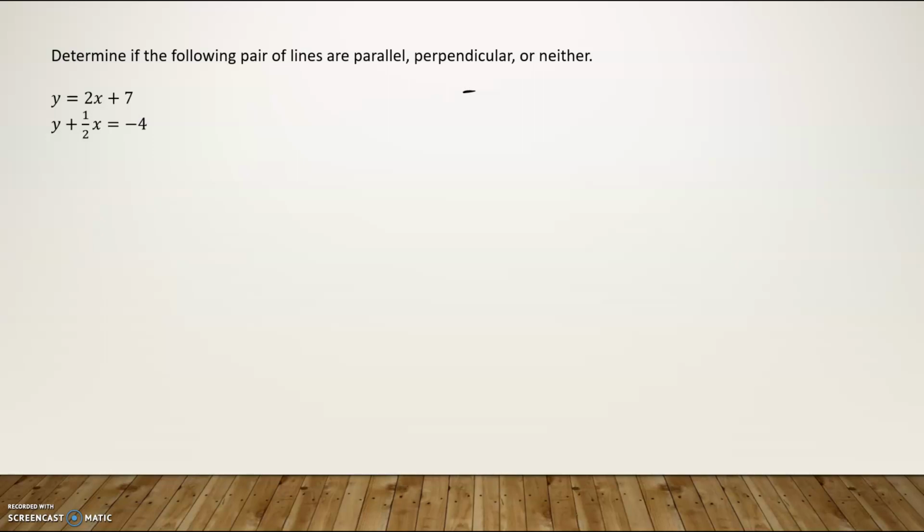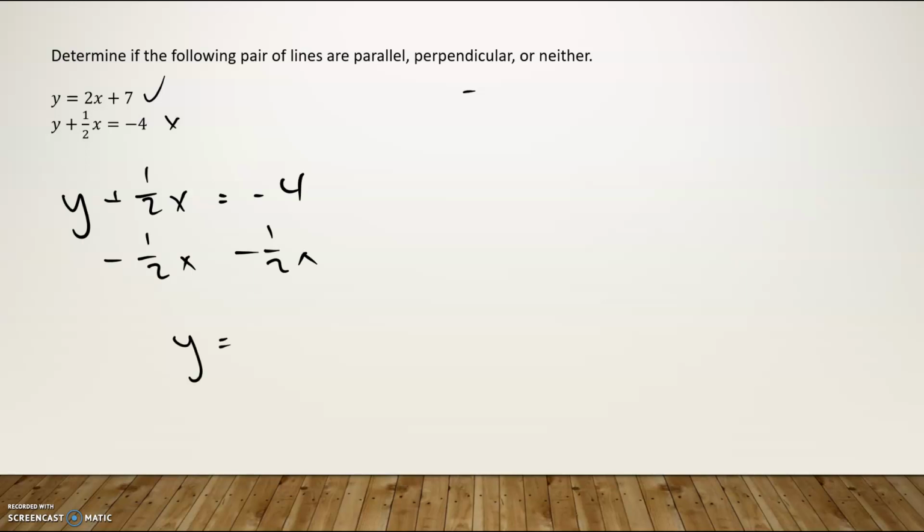Okay, so looks like the first one is, the second one isn't. So I need to make it to where it's in that format. So I'm going to move 1/2 x over to the other side. So -1/2 x minus 4. Okay, now I'm going to compare that to this first one here.